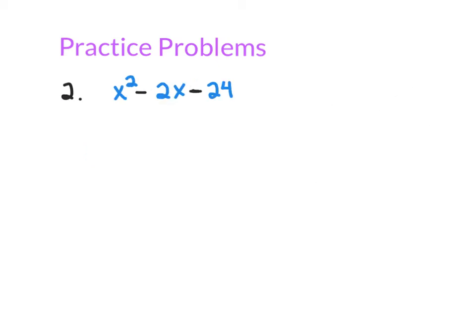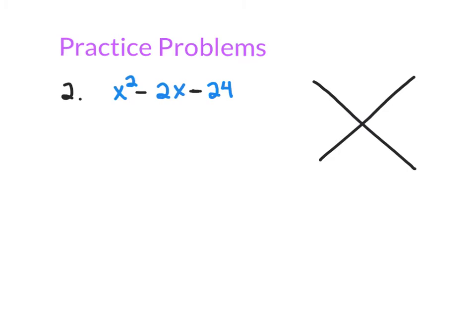Another example, okay? You'll notice that this one is different because instead of 2 plus signs here, we have 2 negatives. All right, it's x squared minus 2x minus 24. Again, we're going to use the X game to help us.